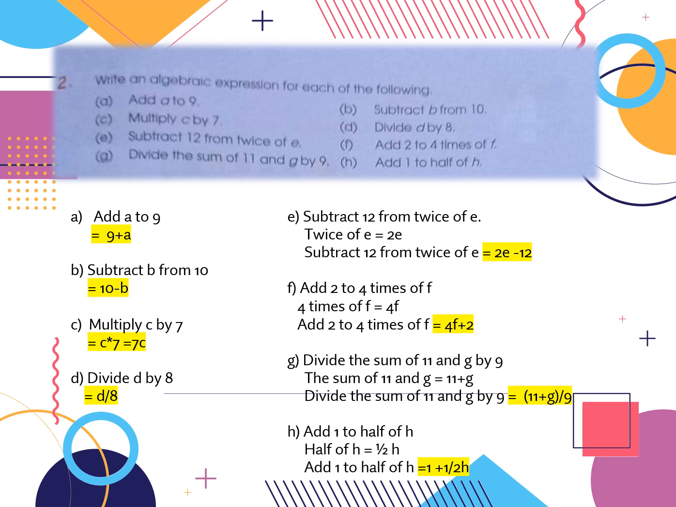So first we need to know the sum of 11 and G, which is represented as 11 plus G, and now this whole expression is going to be divided by 9 and can be written as bracket 11 plus G bracket close divided by 9. In part H, we have to add 1 to half of H. Half of H is 1 over 2 H, and now we have to add 1 to this expression, so we will simply write it as 1 plus 1 over 2 H.